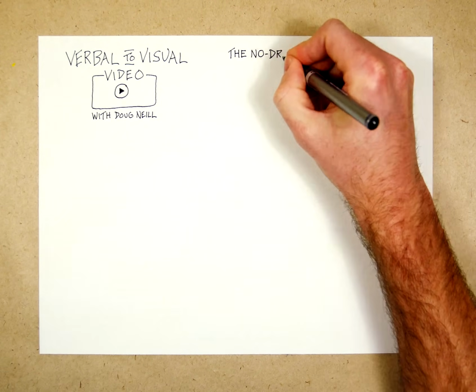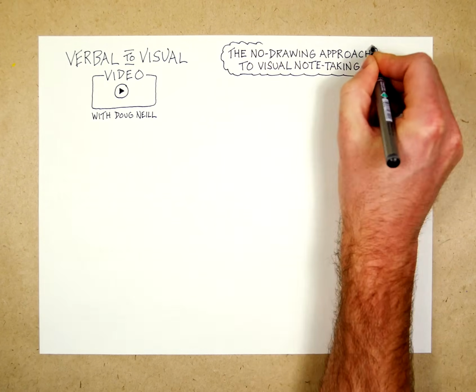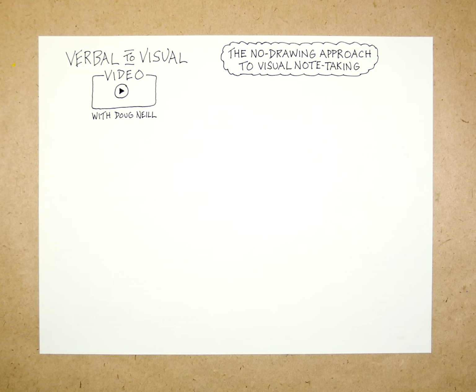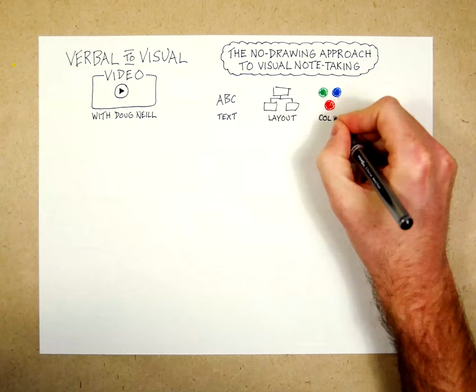In this week's episode, I want to share with you a zero drawing approach to visual note taking. Now, you might think that in order to take visual notes, you have to draw, but I'm here to tell you today that that is not the case. I like to break visual note taking down into 4 distinct components. There's text, layout, color, and imagery.